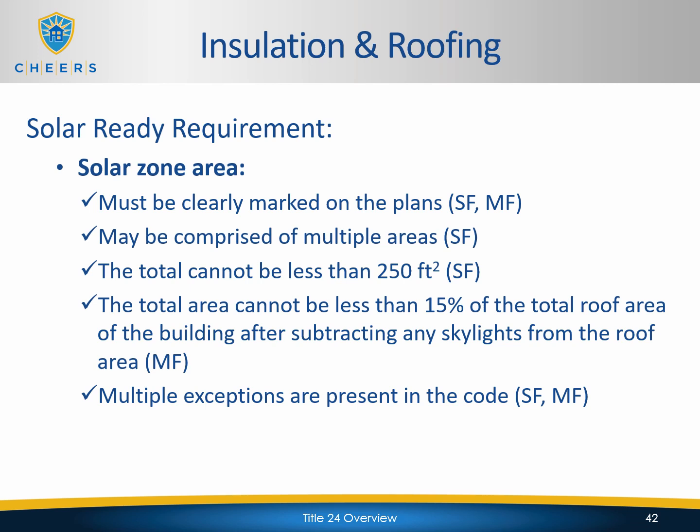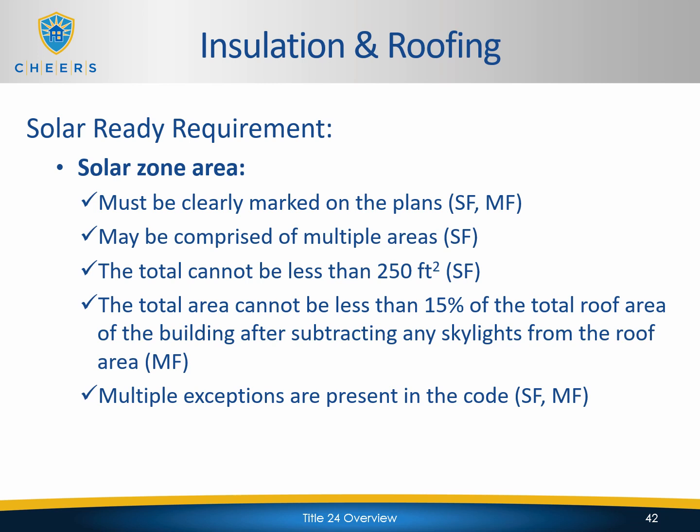Once you identify where they would go, you have to designate a specific area that's going to be reserved for the solar panels. So it has to be clearly marked on the plans. This is for both single family and multifamily. It may be comprised of multiple areas, meaning that you can split it or you can have just one giant area, and that's specific to single family. The total cannot be less than 250 square feet, again, single family. And then for multifamily, the total area cannot be less than 15% of the total roof area of the building after subtracting any skylights from the roof area. And that's specific to multifamily.